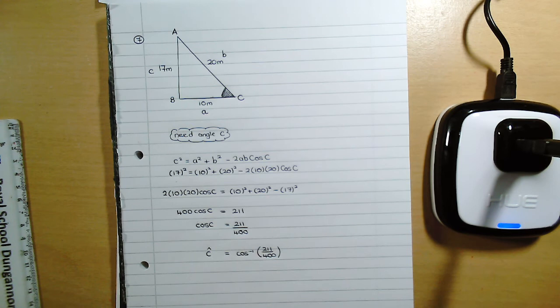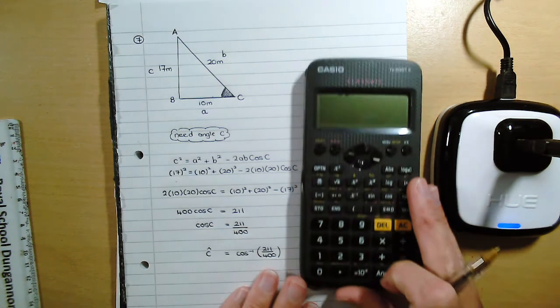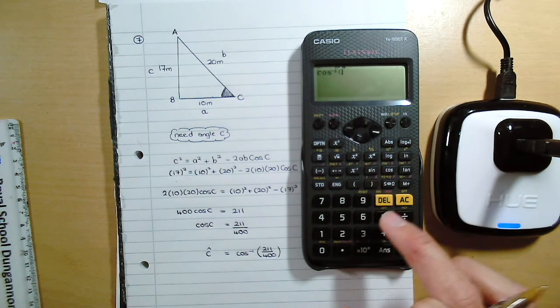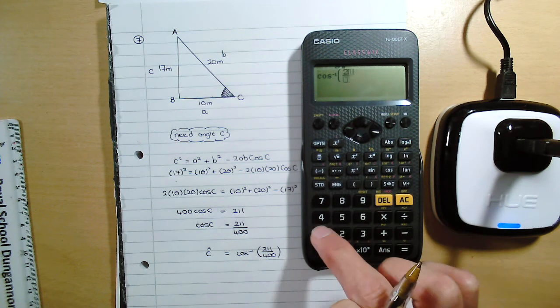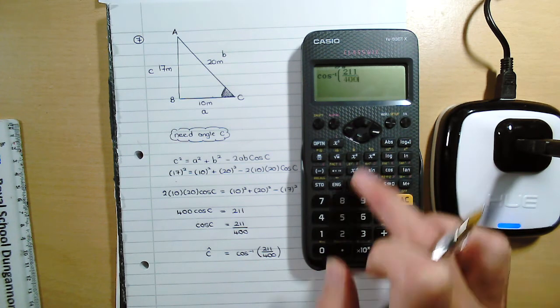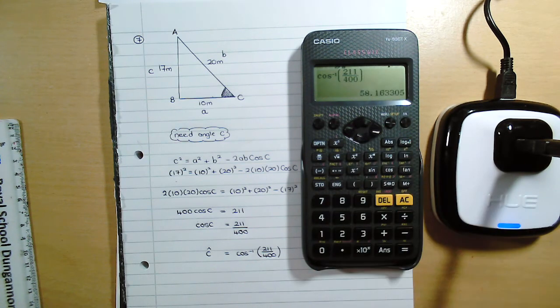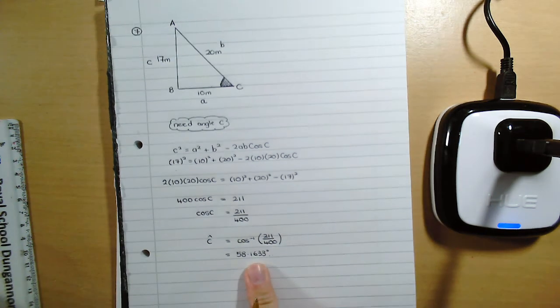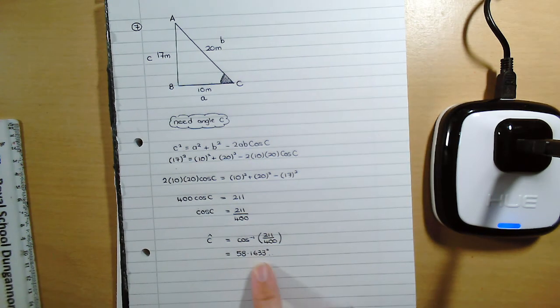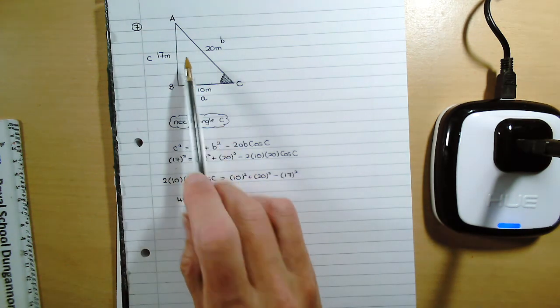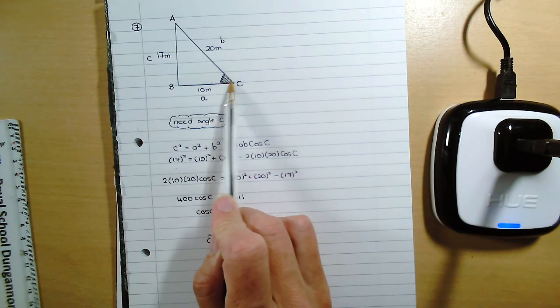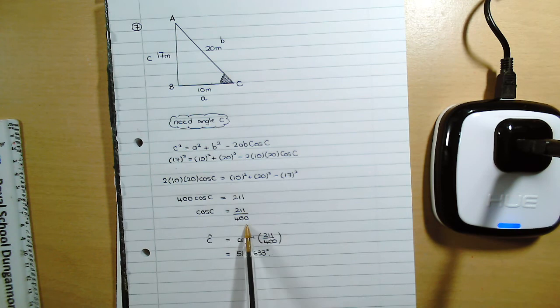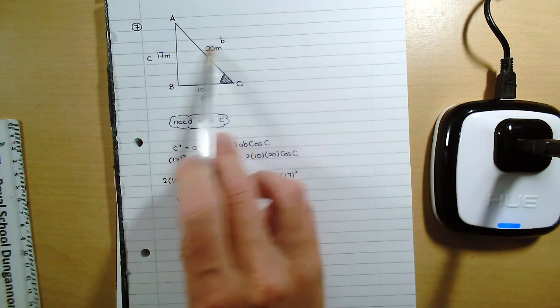So we're going to use our shift button and cosine, and then type in our fraction. So that's going to give us 58.1633. Now, write out at least 4 digits after the decimal point. Don't round it because that's not our final answer. Remember, we want the area of this triangle. We had to work out this angle first, which we've just done. And we did that using the cosine rule because we knew all three sides.